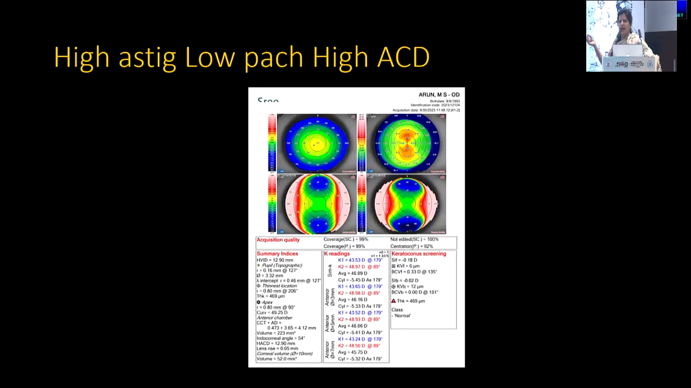But still, I would not do it, because there is a point where you have to say no. Whether you keep 460 or 470 or 500, I'd suggest not to go below 470. Then you should say no, however small the correction is. With a good AC depth of 3.65 and a large white to white, you can see the topmost number, 12.9, this patient is an ideal candidate for an ICL.